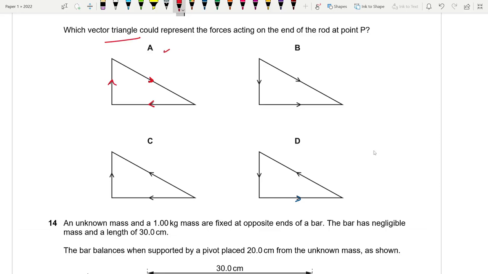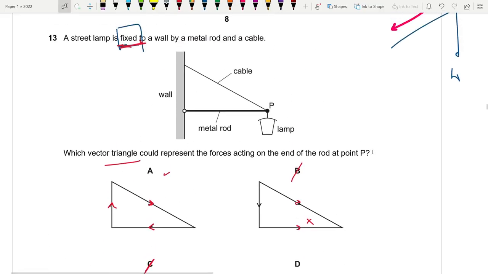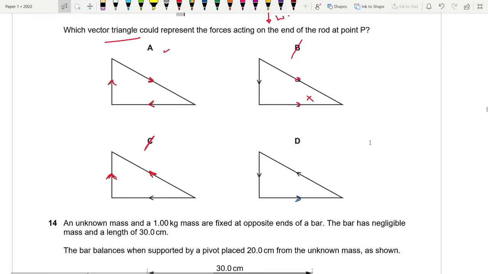A looks like an option. B does not look like an option. C does not look like an option because this head is pointing towards this head. It's between A and D. Now let's look at this. The lamp, right? It has a weight which is acting downwards. Now this has to be fixed. This cable has a tension which is acting in this direction. Clearly. So the weight has to be vertically down. There can't be any component that is acting vertical upwards. Or basically you need a vertically downwards component. Now look at this. That's why D is the best option.